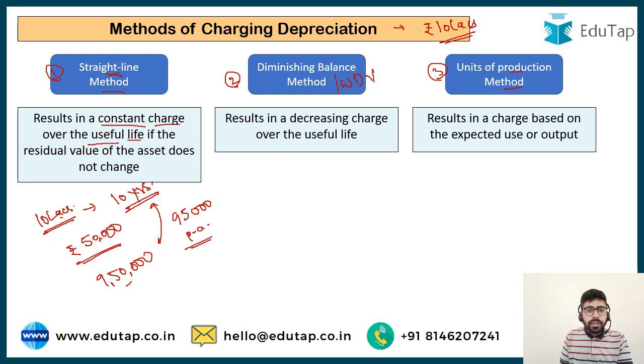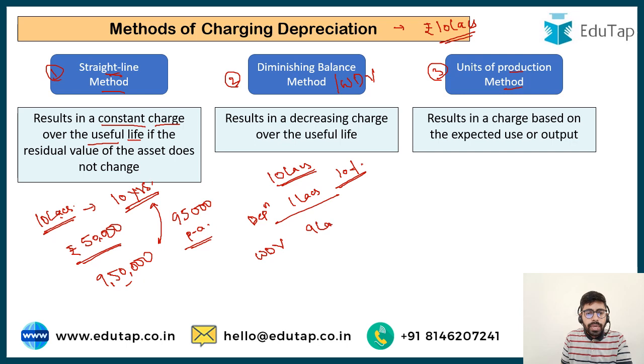Then there is the diminishing balance method. In this particular case, the depreciation reduces year after year. Now if we have this machinery of 10 lakhs and we decide to write it down by 10% every year, then in the first year, 10 lakh into 10%, 1 lakh is going to be the depreciation. And after 1 year, the written down value is going to be 9 lakh.